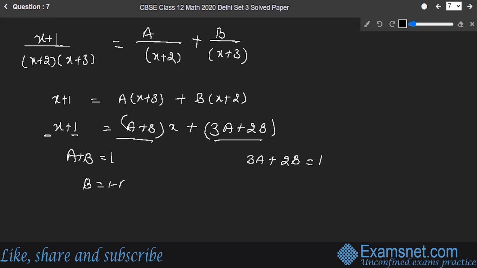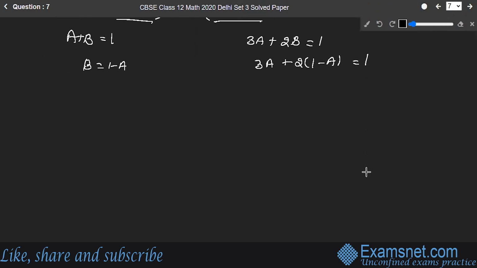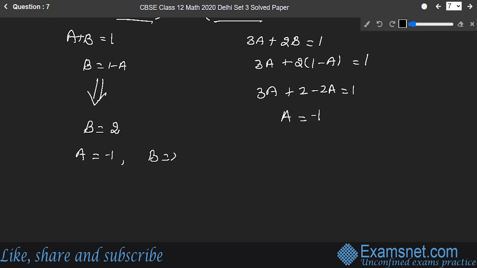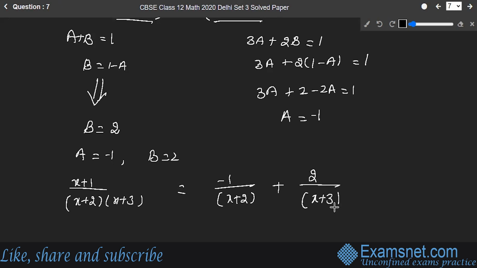Here you have B is equal to 1 minus A. So this can be written as 3A + 2(1 minus A) is equal to 1. So that's 3A + 2 minus 2A is equal to 1, or A is equal to minus 1. When A is equal to minus 1, B will be equal to 2. So you got the value of A as minus 1, B as 2. Therefore, (x + 1) upon (x + 2)(x + 3) can be written as minus 1 upon (x + 2) plus 2 upon (x + 3).